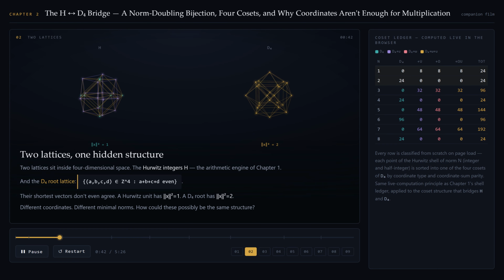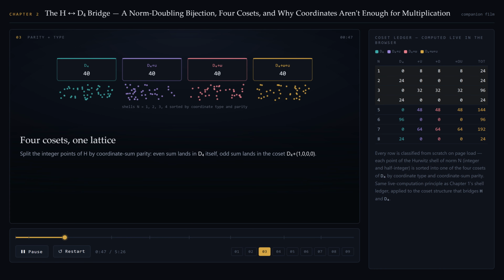A Hurwitz unit has squared norm 1. A D4 root has squared norm 2. Different coordinates, different minimal norms. How could these possibly be the same structure?